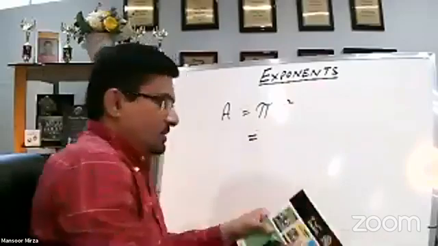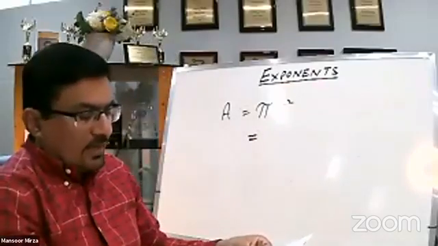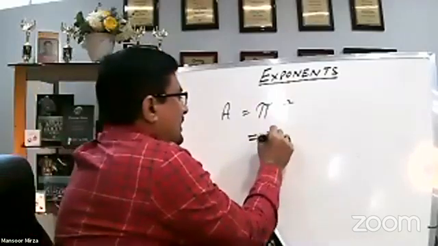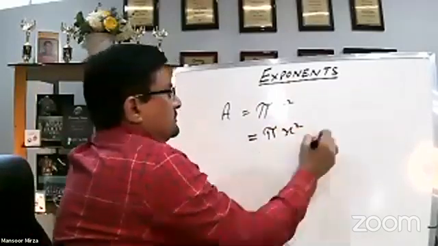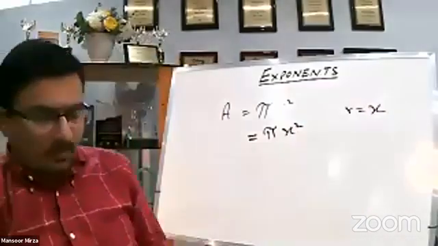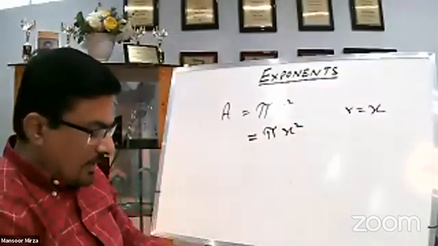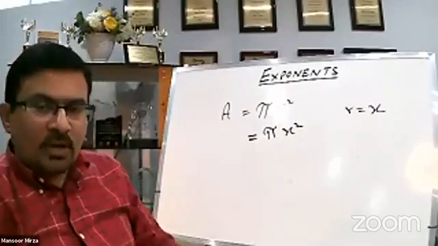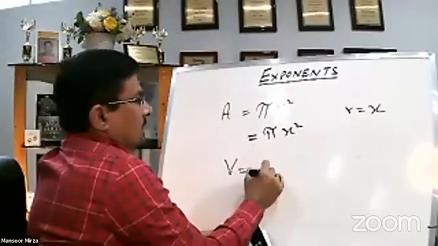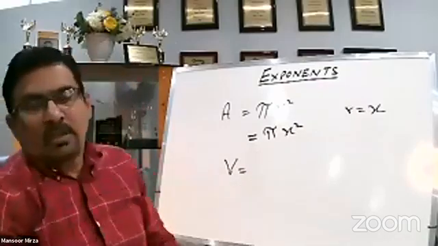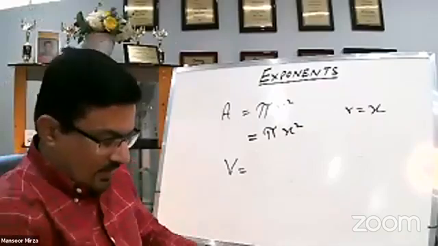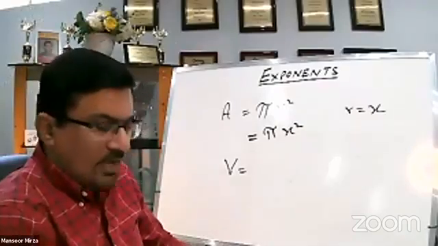In this question, they are using x as the radius. So I am going to say the base area becomes pi x square, because our radius is x in this particular example. So now when the radius is x, everybody knows the volume would be, what would be the volume? The base area times its height. Height is given as x. It says right here, the height is x centimeter.